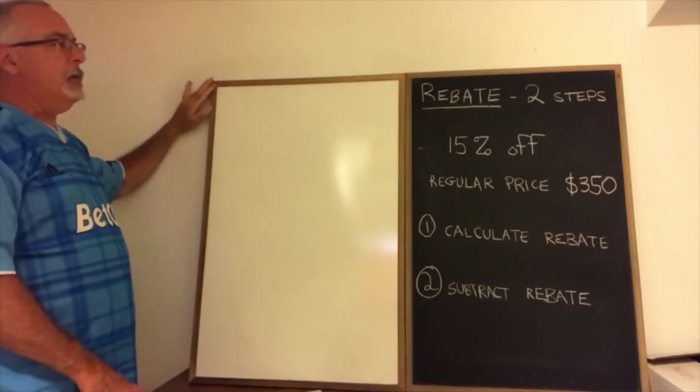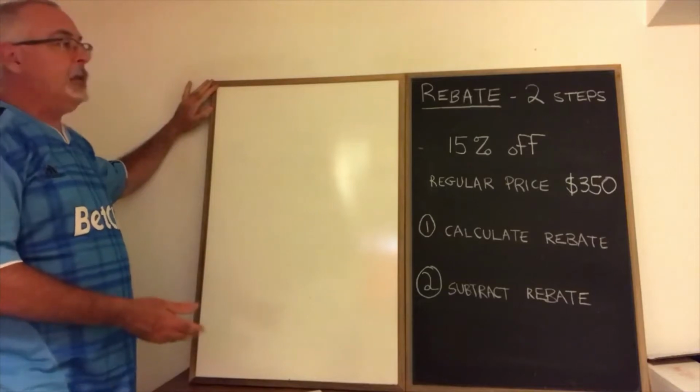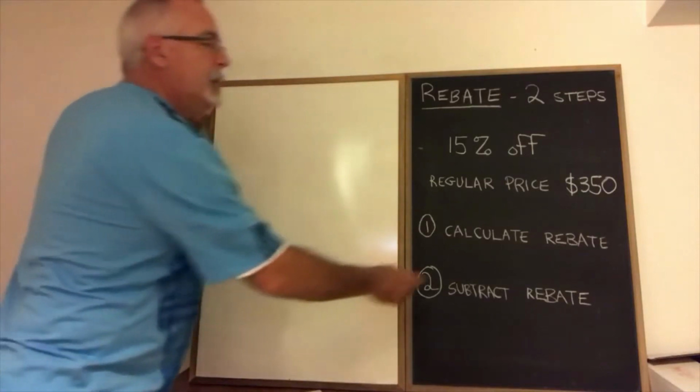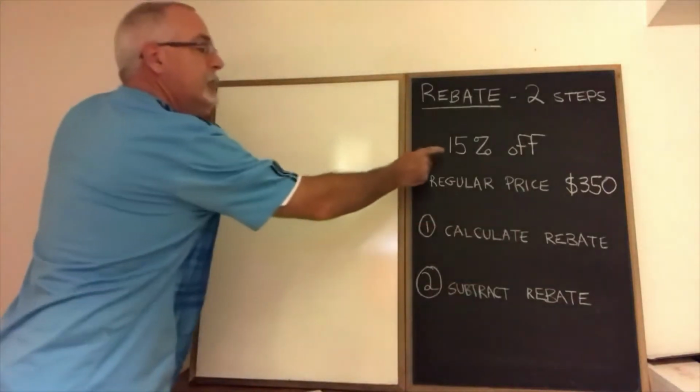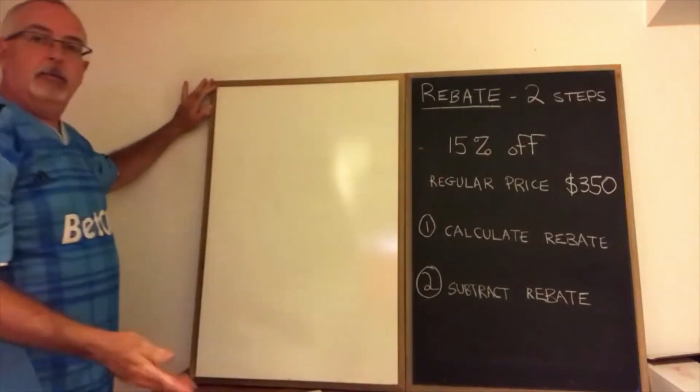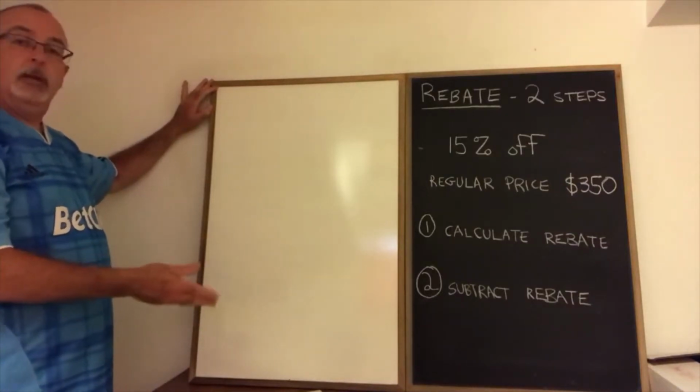Today's Daily Dose of Math is how to calculate the cost of an item when you have a rebate. Our example is an item whose regular price is $350, but there's a special 15% off. That's the rebate. There are two steps to calculating how much we'll have to pay.